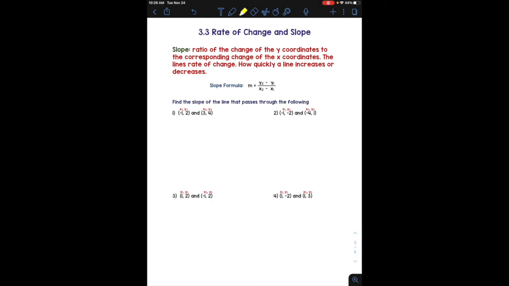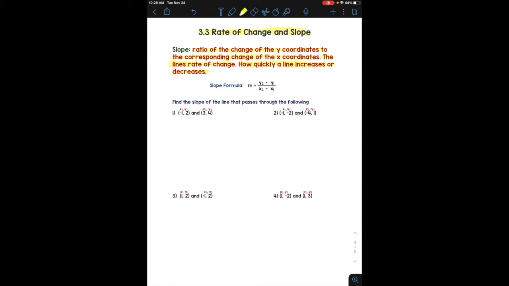Hey guys, today's lesson is on section 3.3, rate of change and slope. Slope is the ratio of the change of the y coordinates to the corresponding change of the x coordinates. It is the line on a coordinate plane's rate of change, or how quickly a line is increasing or decreasing. That is what the slope represents.